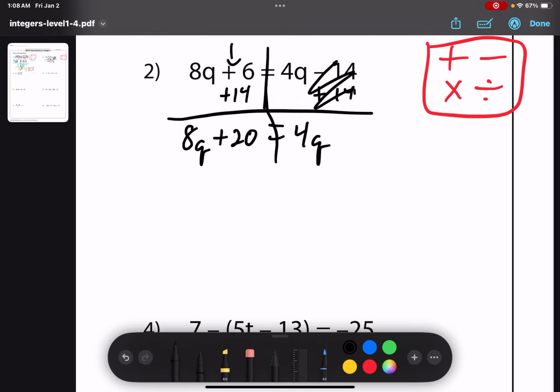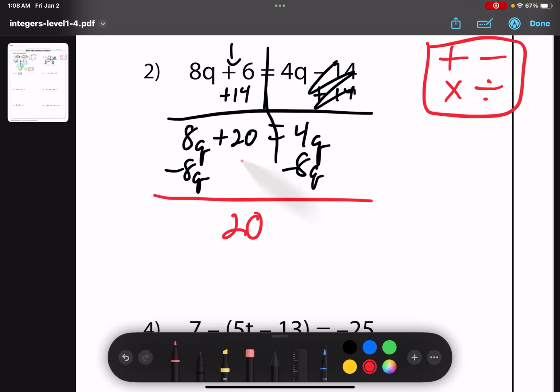And then 8q. Now, we're not going to move this one over here. Not going to do that either. We're going to move the 8q. So minus 8q. Should probably do a different color now. So now we have 20 because we're moving this piece down. This line still does not change.